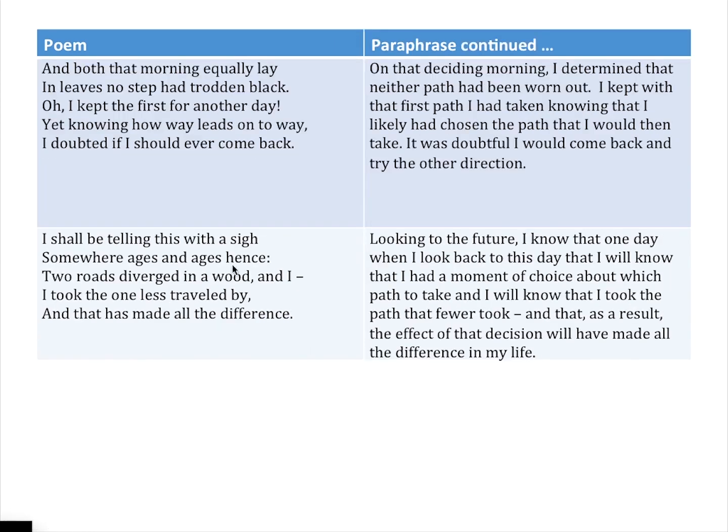The next 2 stanzas: and both that morning equally lay, in leaves no step had trodden black. Oh, I kept the first for another day, yet knowing how way leads on to way, I doubted if I should ever come back. And the paraphrase: on the deciding morning, I decided neither path had been really worn out, but I kept the first path because I'd chosen it, and I was doubtful that I would ever come back and try the other direction.